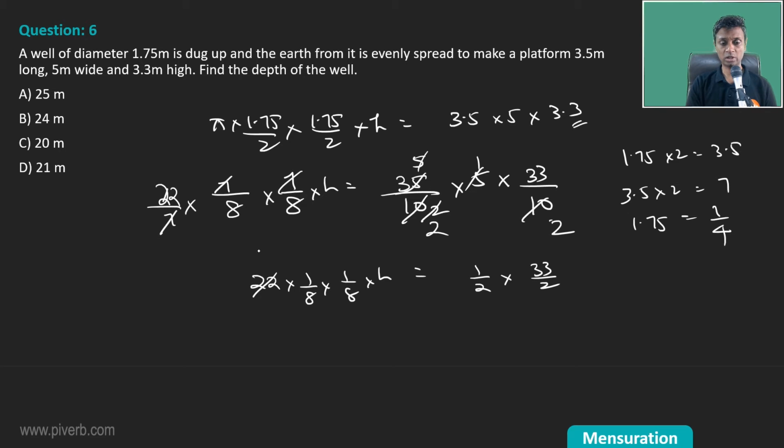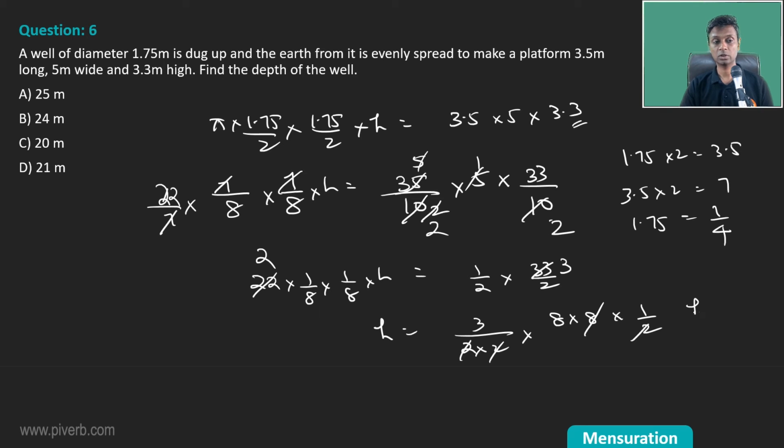11 2s are 22, 11 3s are 33. So going to bring this 2, or h is equal to 3 by 2 into 2 into 8 into 8 into 1 by 2. 2 into 2 into 2 is 8, or h is 24 meters. 8 into 3, 24 meters.